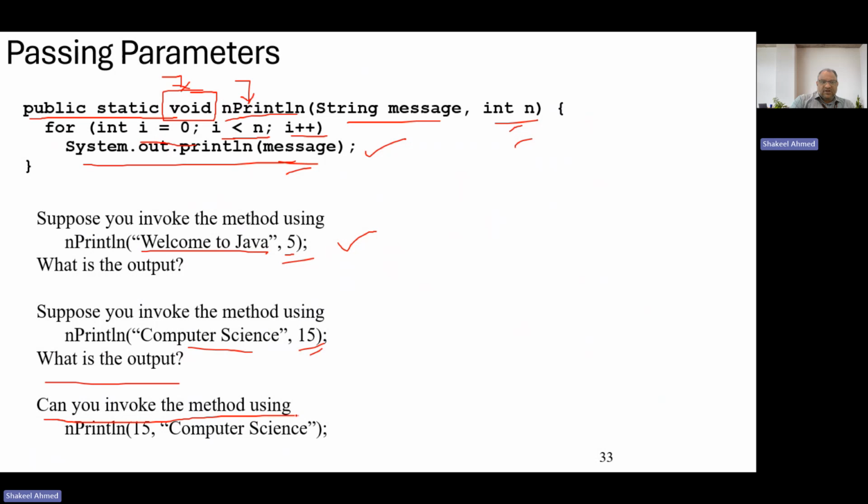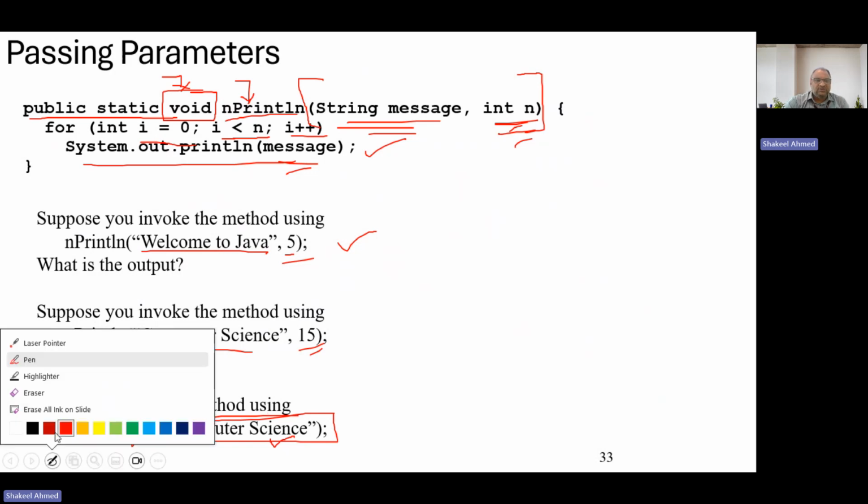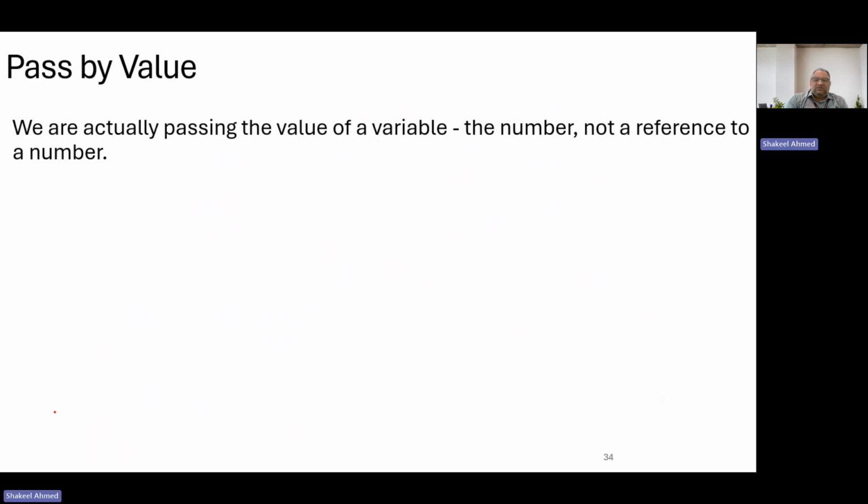But can you invoke the method using nPrintln 15 comma computer science? You see here, you are writing 15 as an integer value at the start, and then computer science. The way you define a method is like a signature. The first value should be a message, and the second value should be an integer. In this scenario, we have the integer value first and then the string. So you have to be careful how the program works and what signature you have defined. That is what we call passing the parameters.